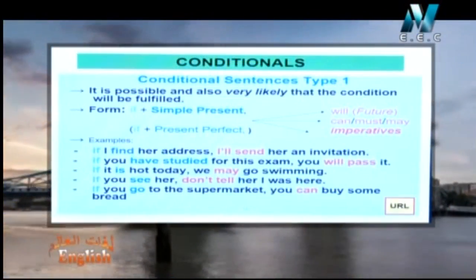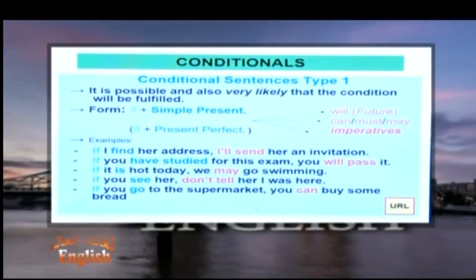What is the form of conditional type 1? Of course I use with if the present simple tense. The verb is in the present simple. As for the second part of the sentence, what do I use? Yes, I use will. So when I use the present simple tense with if, I use on the other side the modal verb will because it is a possible condition. So the form is if plus simple present and on the other side will in the future.